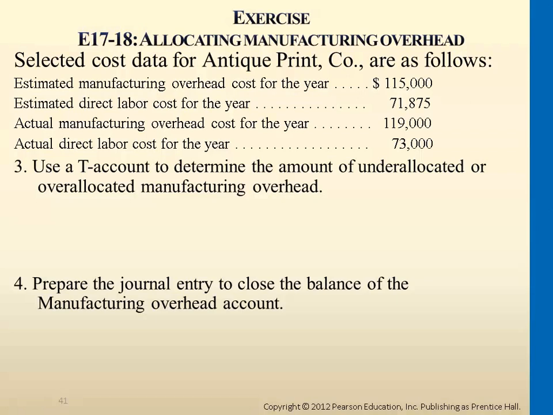So what do we do about this number? We need to increase cost of goods sold. So we will be debiting cost of goods sold by this dollar amount, 2,200, and we would credit 2,200.